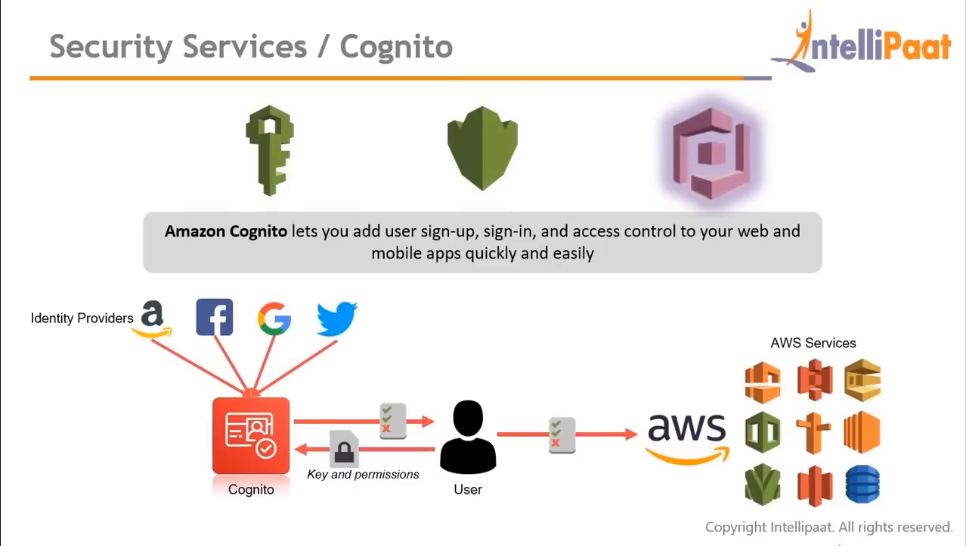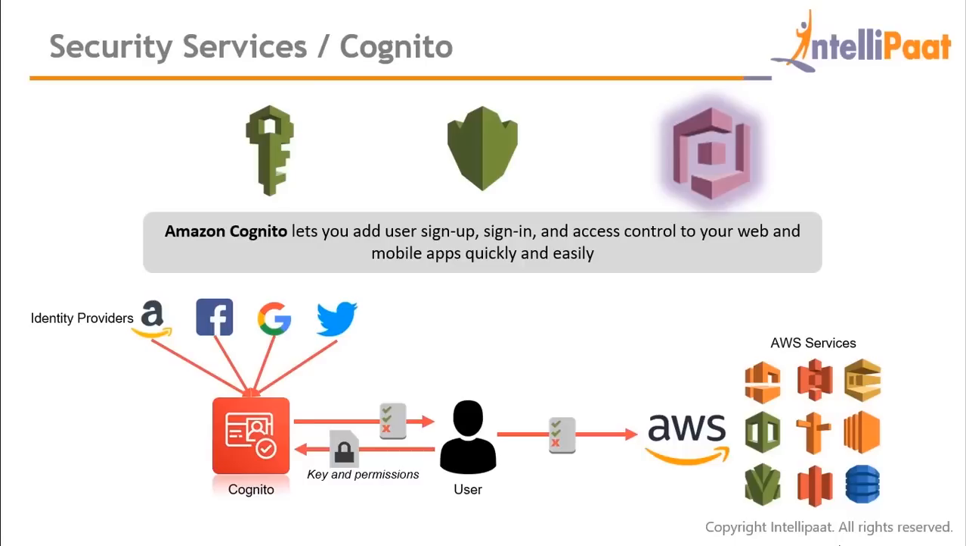Amazon Cognito is the next service. Amazon Cognito lets you add user sign up, sign in and access control to your web and mobile apps quickly and easily. This is mainly designed for developers who want to add user access management to their applications and sync it. So what basically happens here?